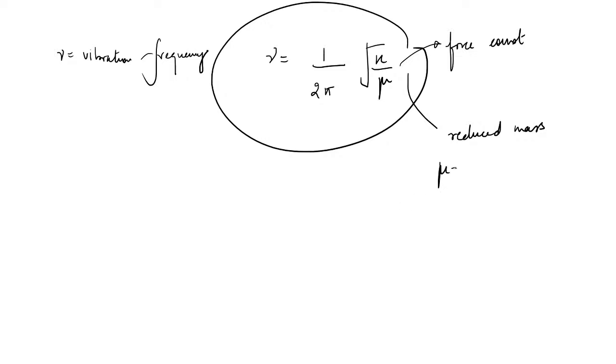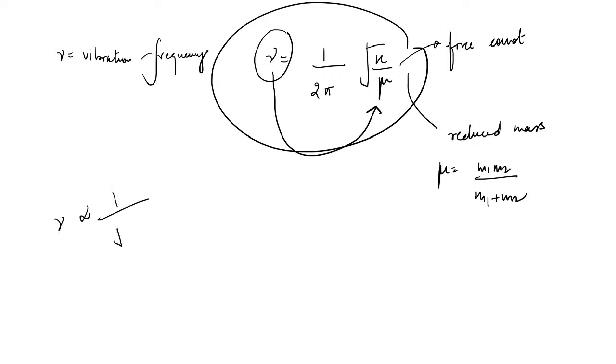Mu is equal to m1 m2 divided by m1 plus m2. This is how I can write down the reduced mass. So what I can observe over here is that this frequency is inversely proportional to the square root of the reduced mass. Keeping k, that is the force constant, throughout your system analysis, this frequency is inversely proportional to 1 by mu.